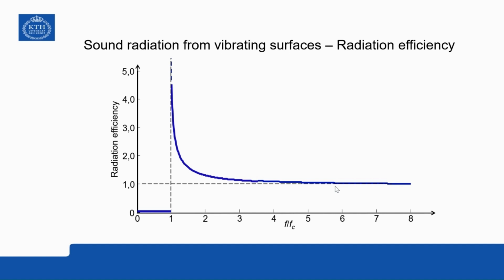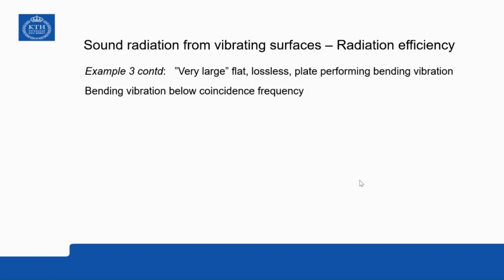So if we plot the radiation efficiency versus the ratio of the frequency and the coincidence frequency for this very, very large bending, vibrating, lossless, flat plate, we get a curve like this. When the bending vibration frequency is lower than the coincidence frequency, the radiation efficiency is 0. When it's equal to the coincidence frequency, we get infinite radiation efficiency. And as we increase the frequency to higher values, it will gradually decrease to a radiation efficiency equal to 1.